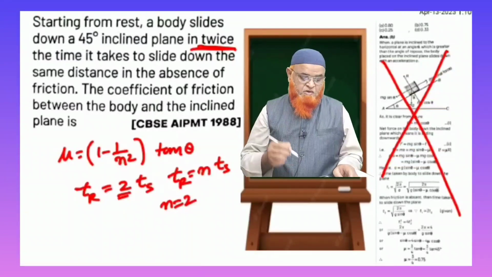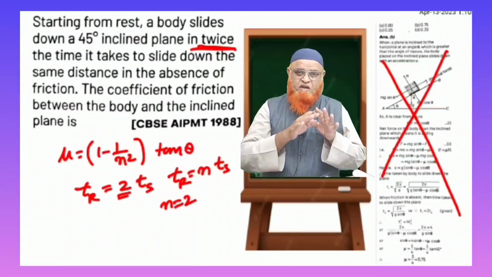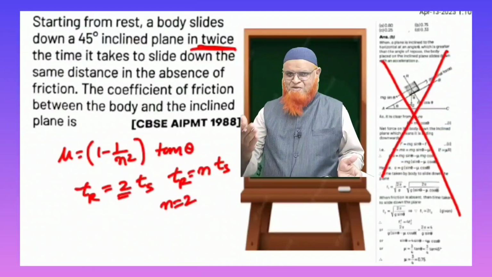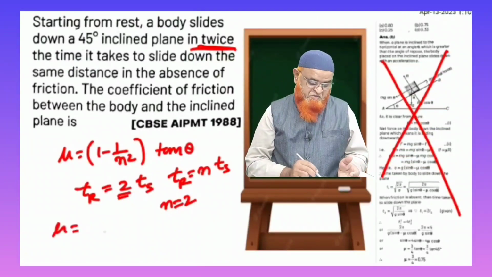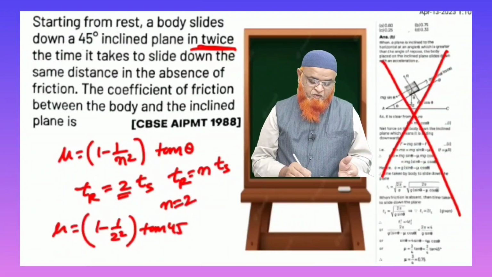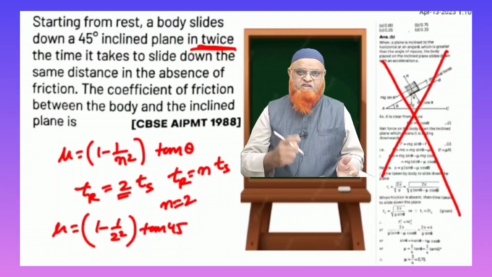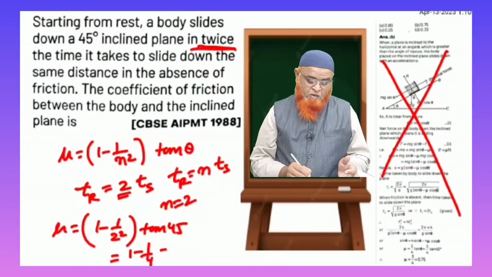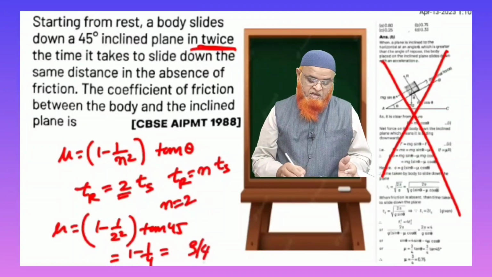Then how are we going to do it now? In the place of n, if you substitute the value of 2, then that is going to be your answer. It's a wonderful trick. Hope you have enjoyed it. So now, mu is equal to 1 minus 1 by 2 square into tan 45. You know tan 45 is going to be 1. So 1 minus 1 by 4, that is 3 by 4, is going to be your answer.